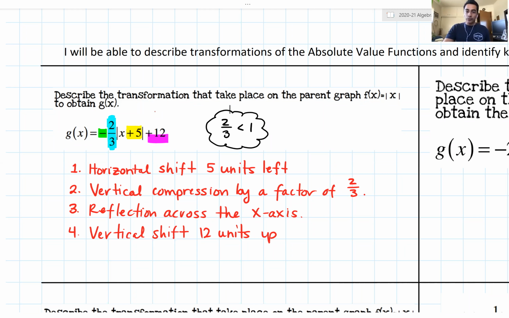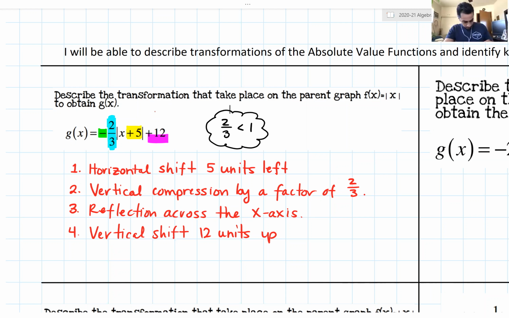Any questions so far? Kind of fun, right? Like the description part. We kind of know where to find things and we just talk about them, right? So it's kind of nice. Not only that, but it helps kind of create a mental picture step by step of where this graph is going. 5 left, compression, reflection, up 12, right? And now you know, okay, I kind of can see where that graph is at, right? So it's kind of nice.